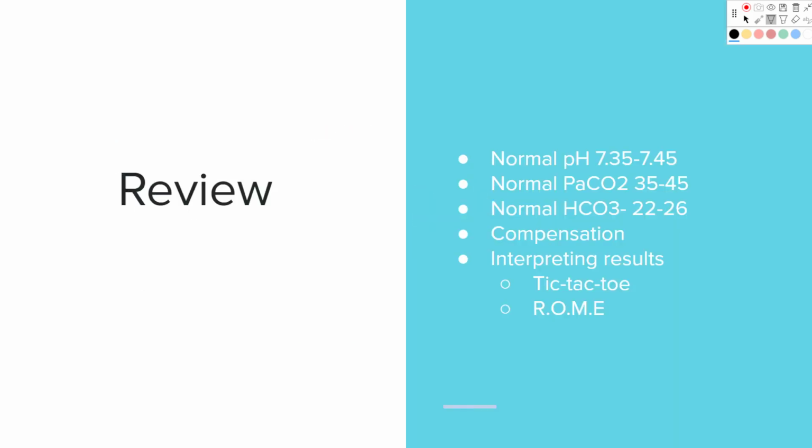All right, quick review of everything that we covered. The normal pH range is 7.35 to 7.45. The normal PaCO2 is 35 to 45, and our normal HCO3 is 22 to 26. Make sure that you understand compensation. Basically, it's when one body system compensates for the other and tries to bring that pH level back inside of the normal range. And then we've got our two different techniques of tic-tac-toe and ROME for interpreting those results.